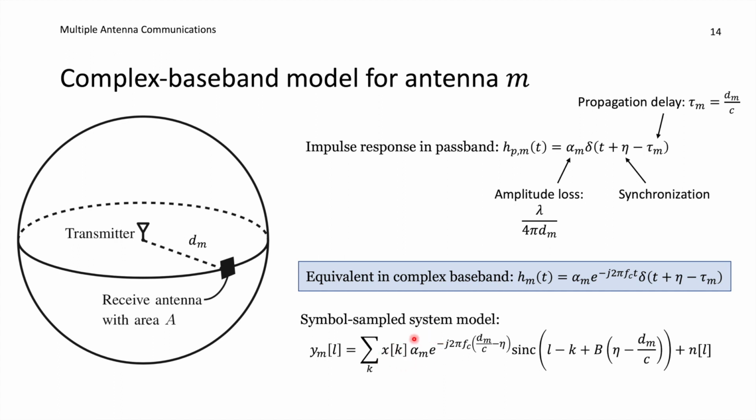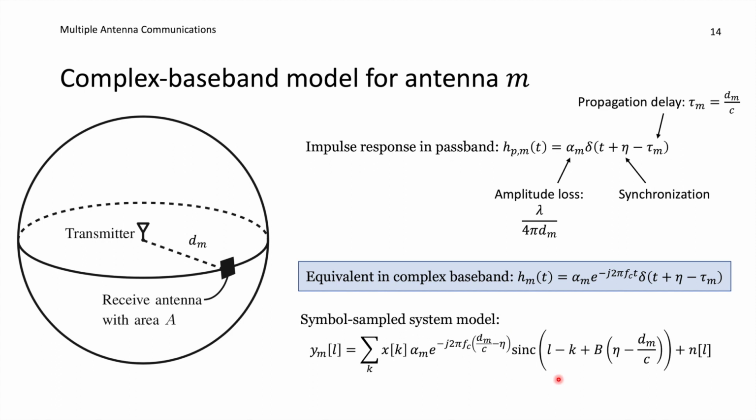Then we have the amplitude loss here, and then we have e to the power minus j2 pi fc, and the t is replaced with the delay that we have in our delta function here. And tau m was dm divided by c, and we get the minus eta here, which was the synchronization parameter. And in pulse amplitude modulation, we are using a sinc pulse. We get l minus k, that is the shift of the sinc function, and then we get this additional factor that is due to this time delay here as well. And it is multiplied with the symbol time.